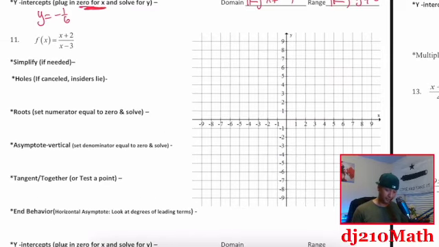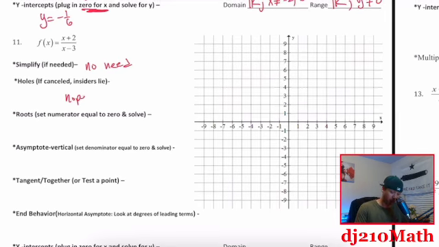All right, simplify if needed. No need. It's already as simple as it gets. Can anything cancel? Nope. Nothing cancels. No holes. So that's kind of a good thing.